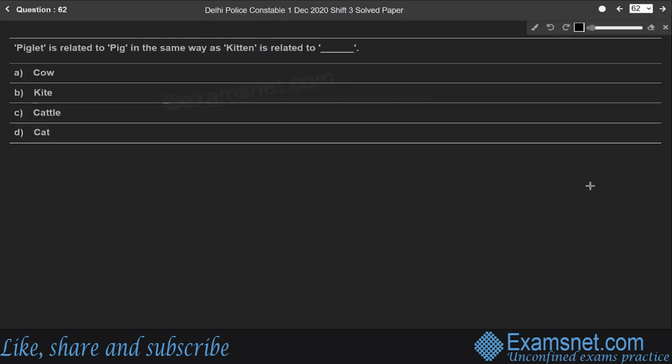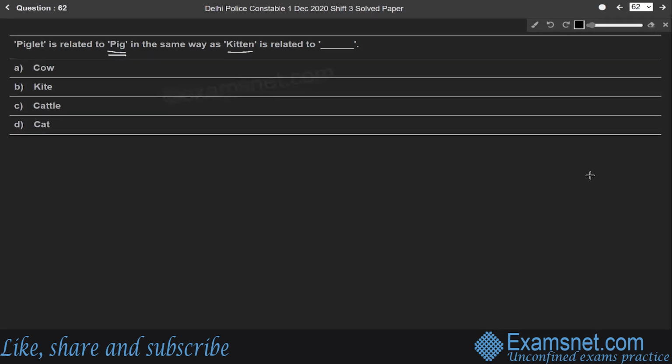Question 62. Piglet is related to pig in the same way as kitten is related to. So piglet is the young one of pig. Similarly, kitten is the young one of cat. Therefore, option D is the right answer.